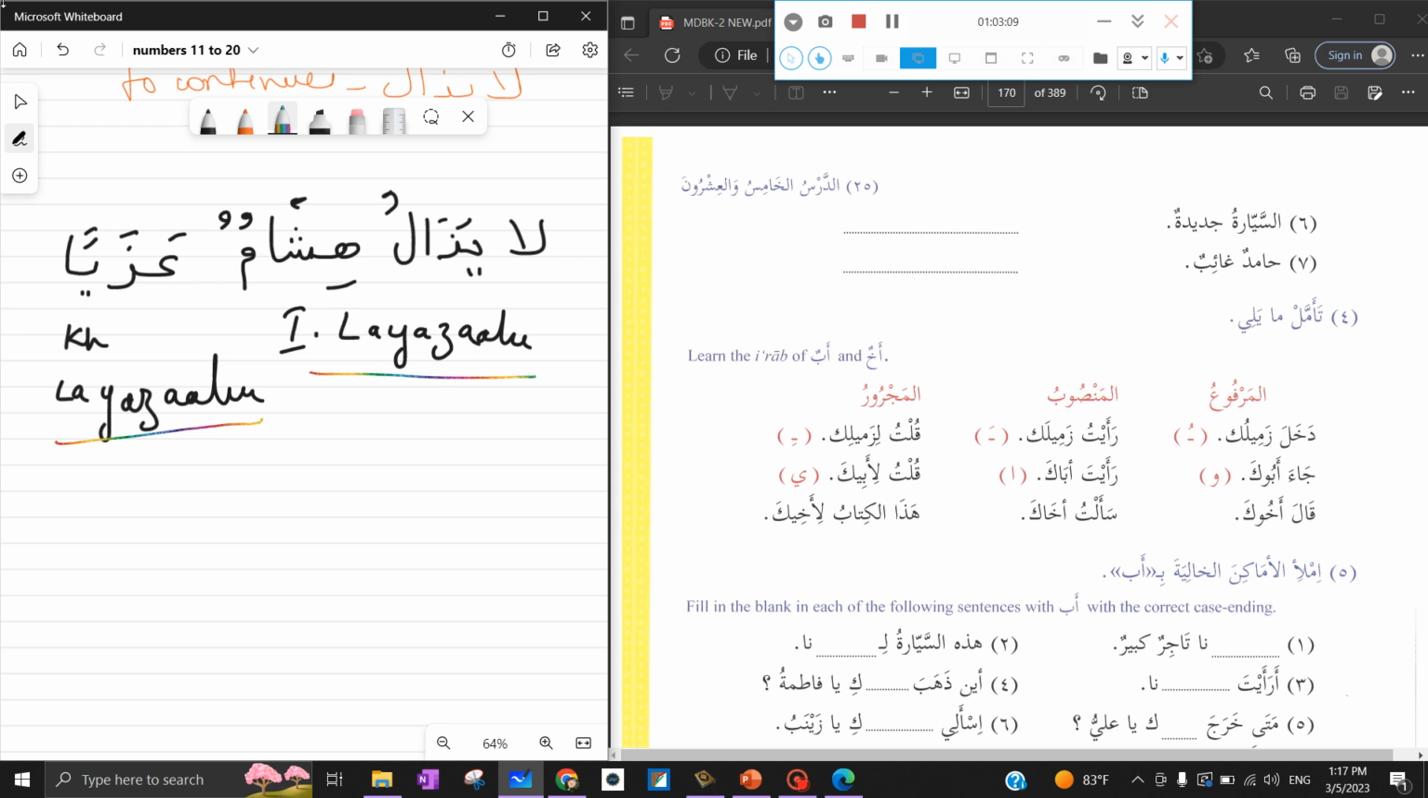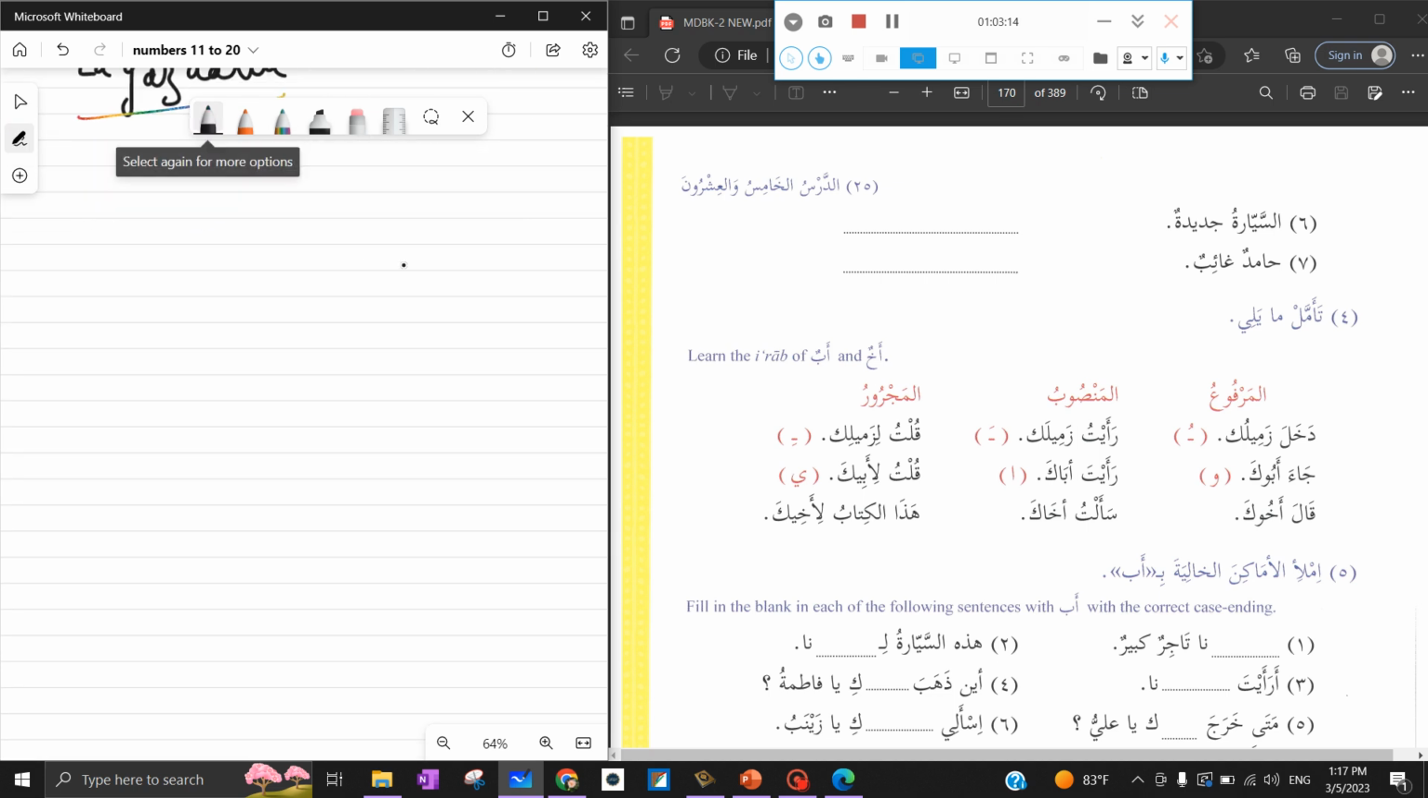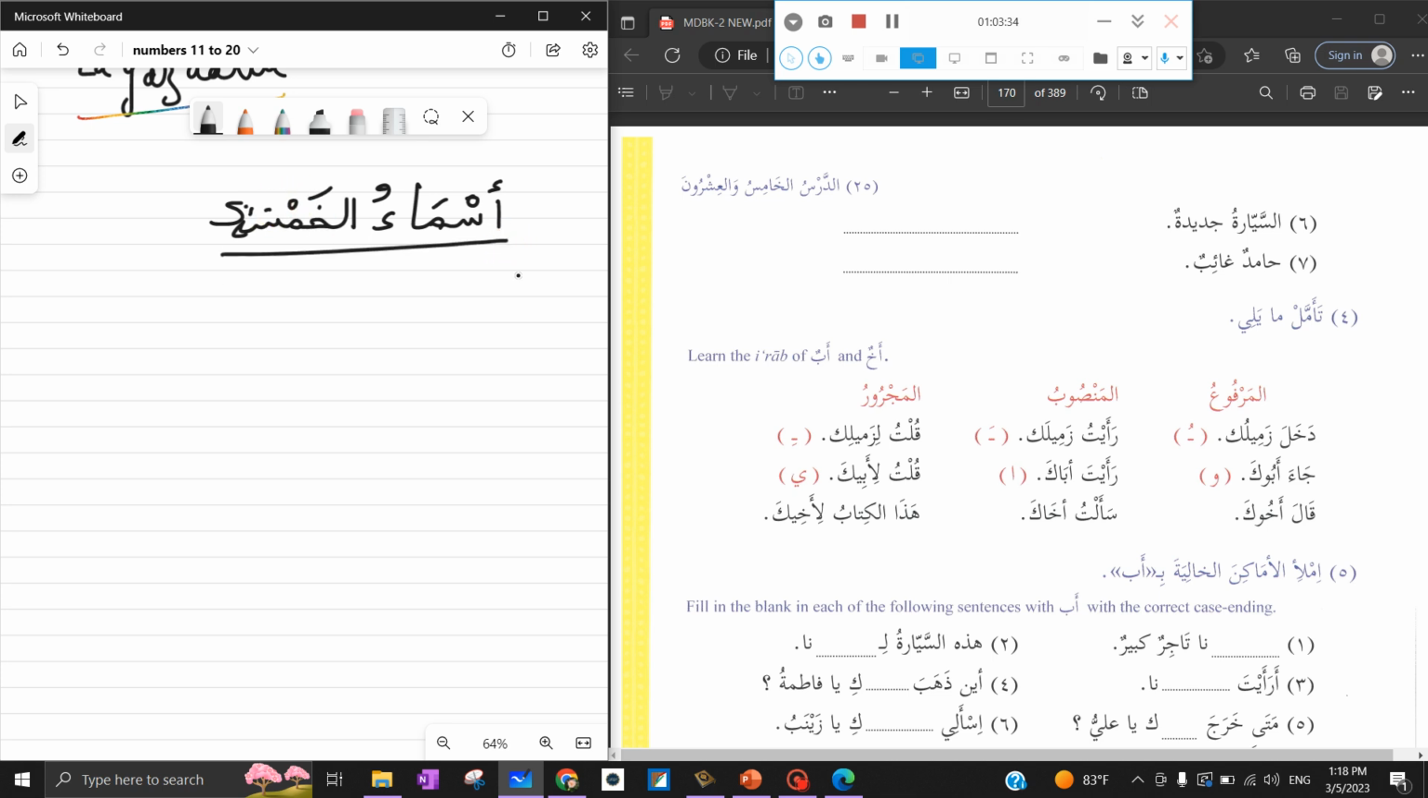Now here we are going to learn about the Asma'ul Khamsa. Now Asma'ul Khamsa, as the name suggests, we have 5 Asma. Asma is plural for ism. Asma'u al-khamsa. We have 5 Asma'ul Khamsa. Out of 5, they have given examples on akh and ab. So the rules apply for all 5.